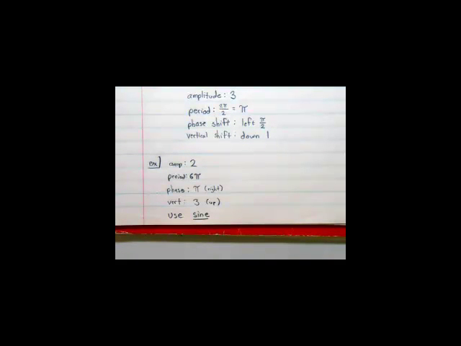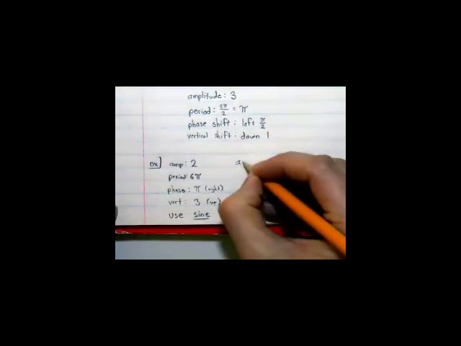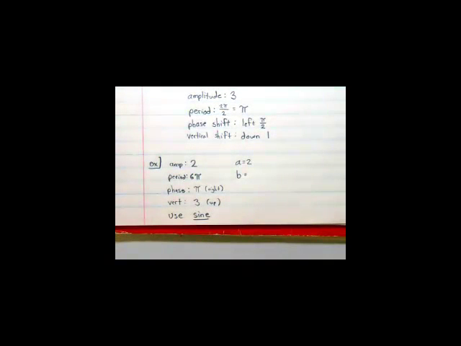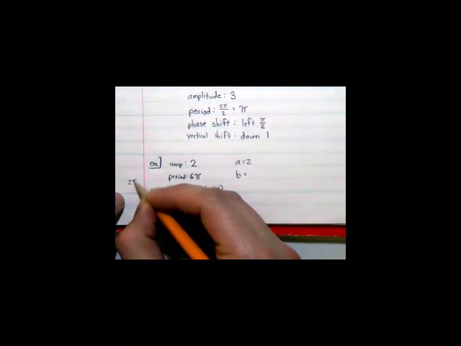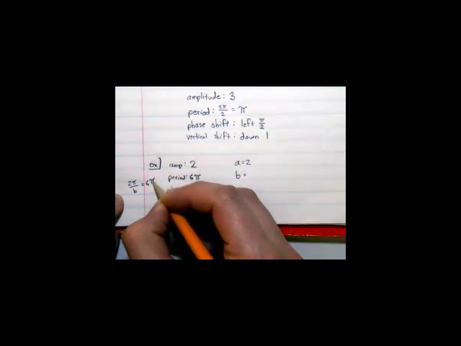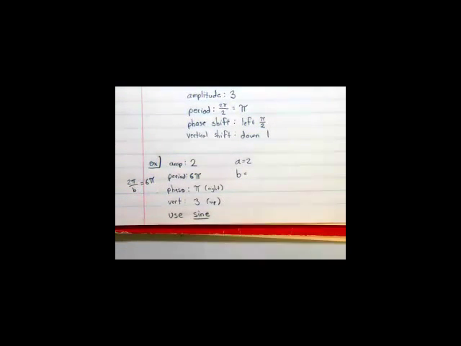What is A? A is 2. Here's the tough one. What's B? Well, 2 pi divided by B is supposed to equal this, right? So maybe work that out for a second. 2 pi divided by B has to equal 6 pi. It's 1/3. Yep. Okay.